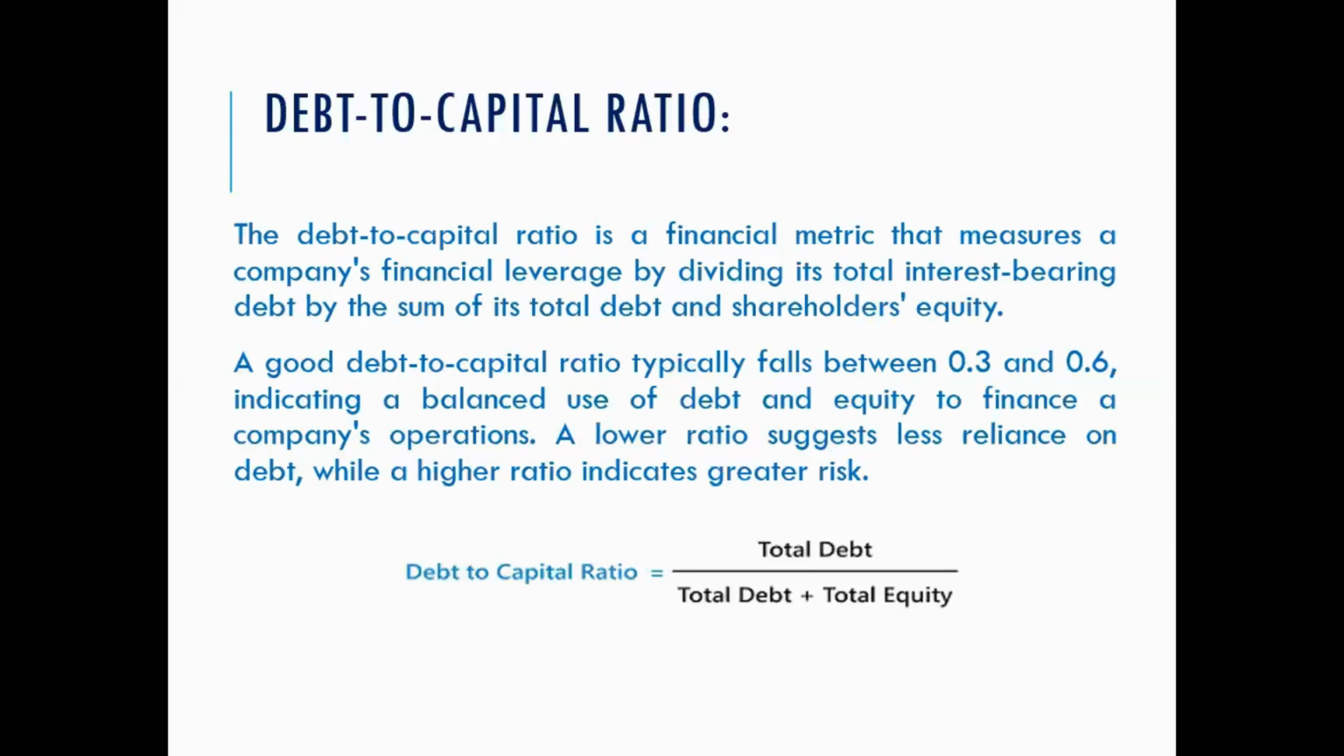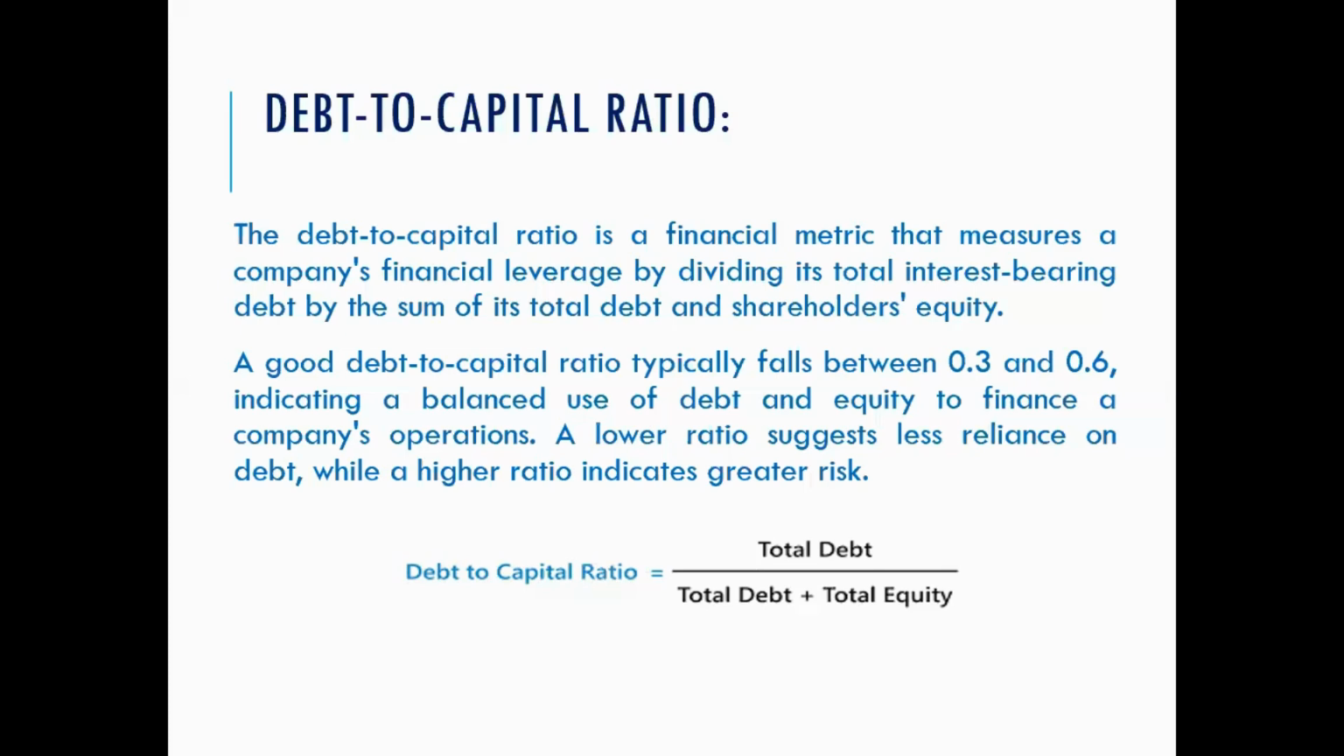Debt to capital ratio. The debt to capital ratio is a financial metric that measures a company's financial leverage by dividing its total interest bearing debts by the sum of its total debt and shareholders' equity. A good debt to capital ratio typically falls between 0.3 and 0.6, indicating a balanced use of debt and equity to finance the company's obligations.